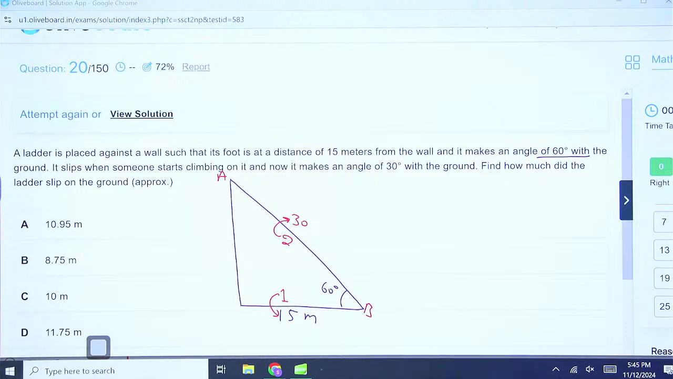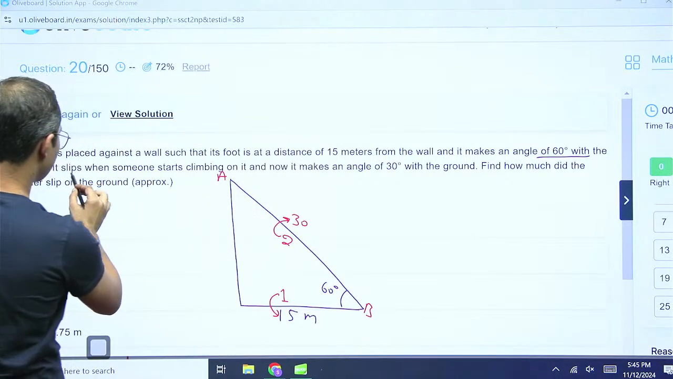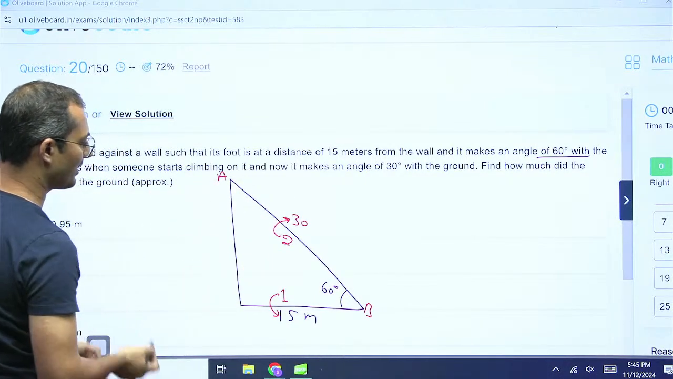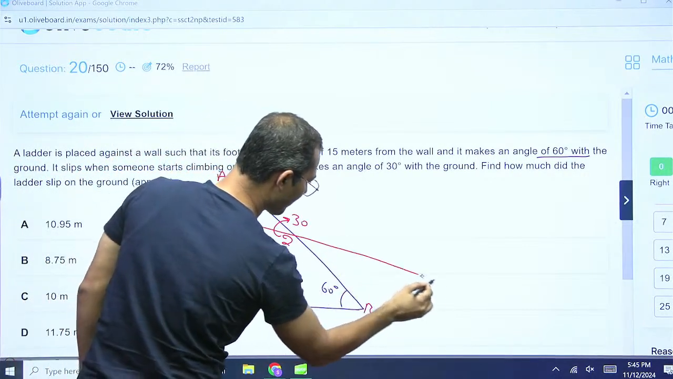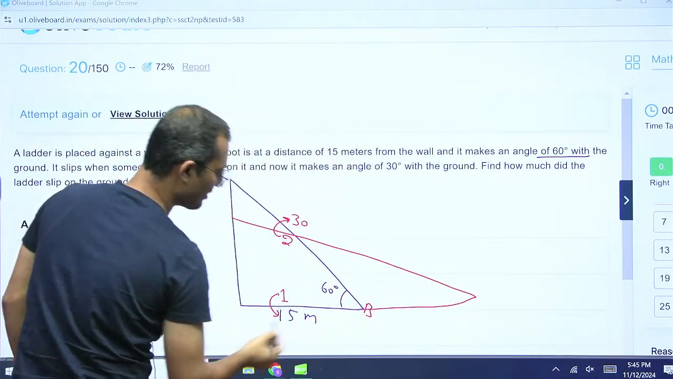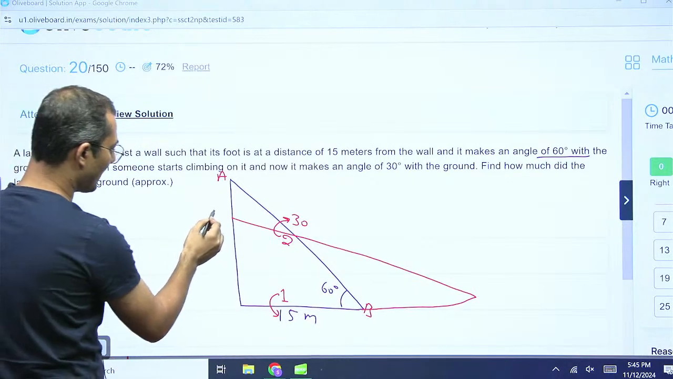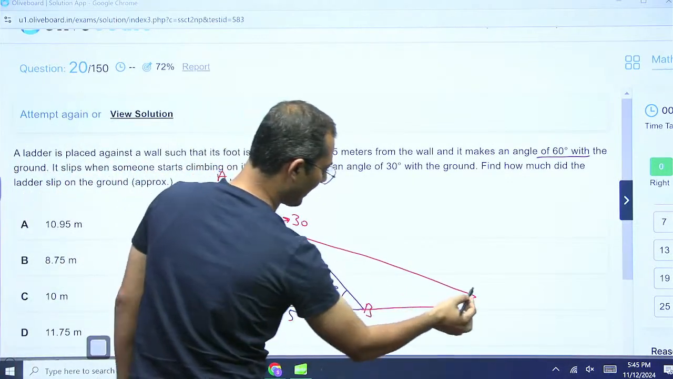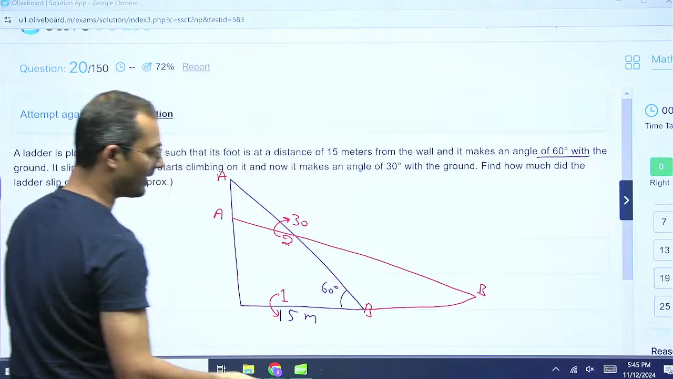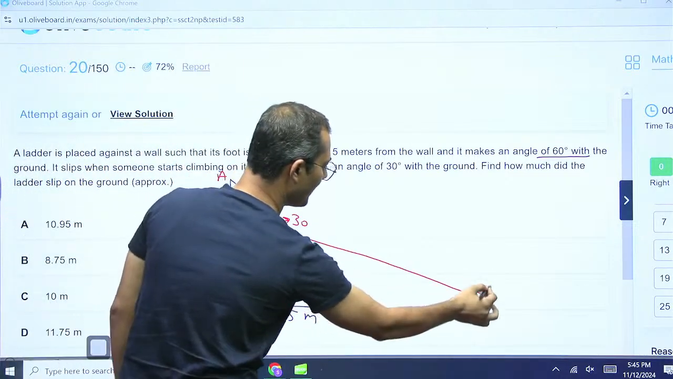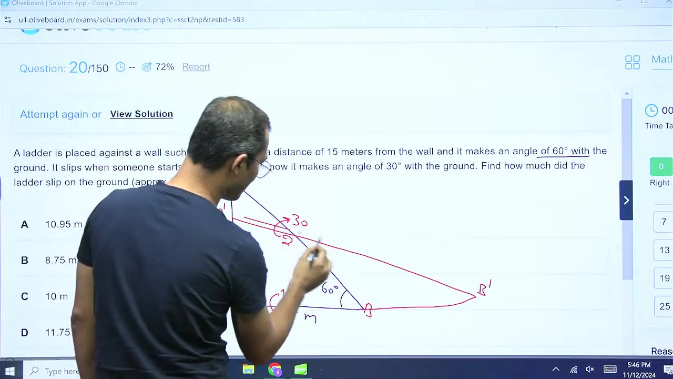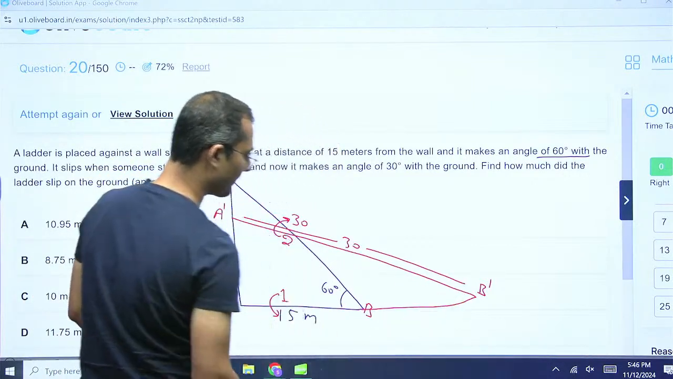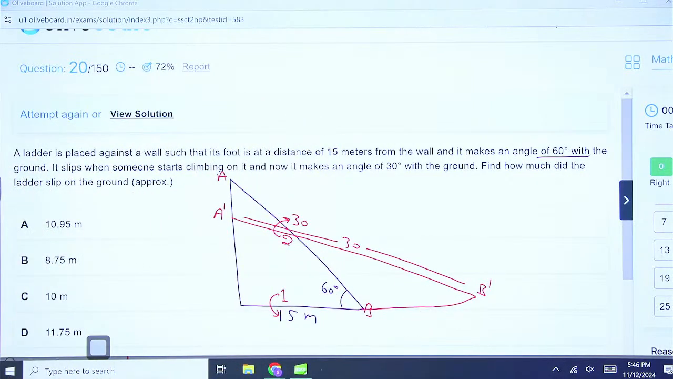No problem. Now the question is saying it slips when someone starts climbing. If it is going to slip, this is the structure. So again, now the ladder is A and this is B, or we can say A dash or B dash. So the length of the ladder is going to be the same, 30 only. Now find how much the ladder slipped to the ground.